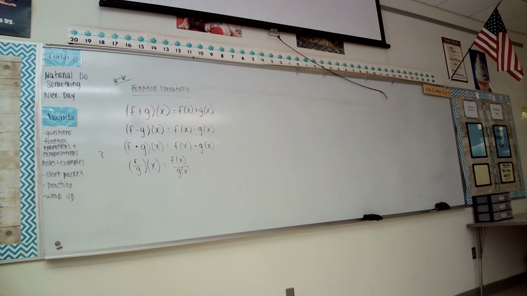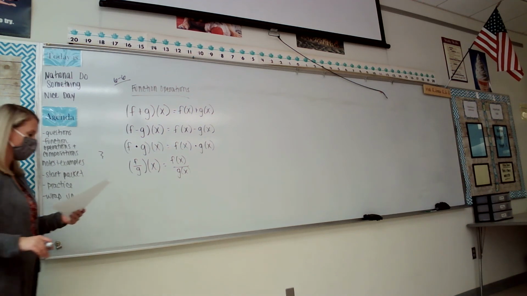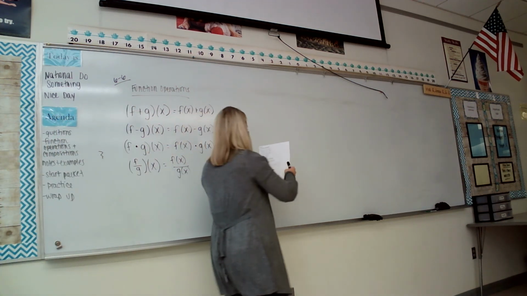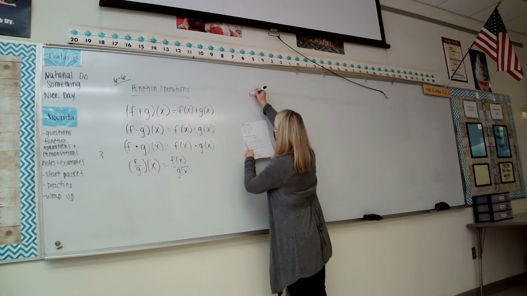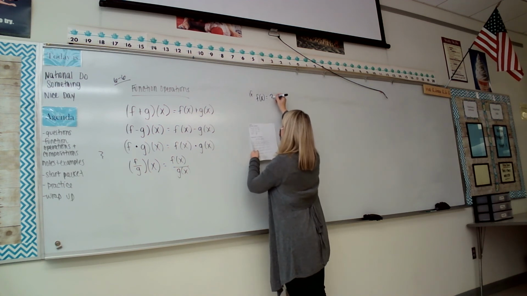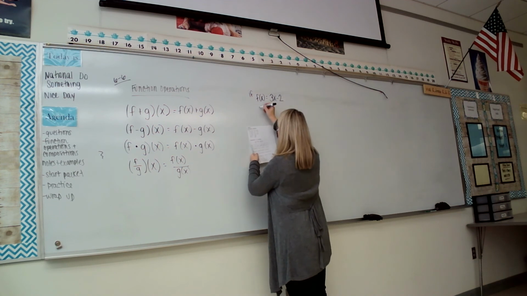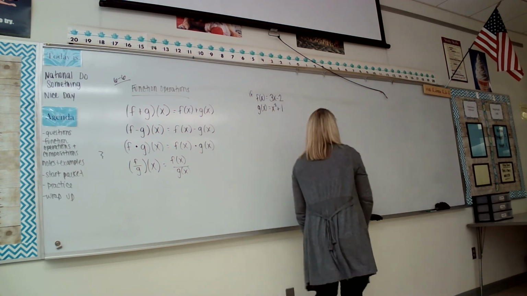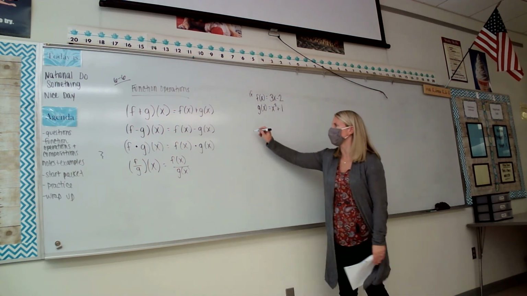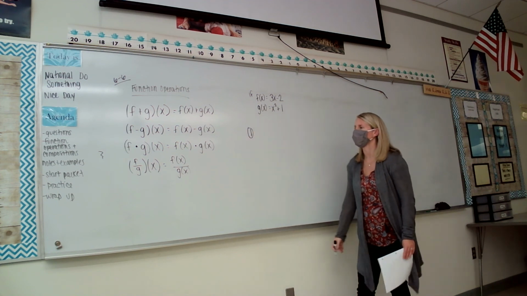So let's see, what are we actually doing? We're going to be given two functions, and we're going to try to combine them using whatever operation is given. So let me show you what the actual examples might look like. If we're given these two functions, I'm going to say f of x is 3x minus 2, and g of x is x squared plus 1. We're going to do some evaluating, some plugging in.